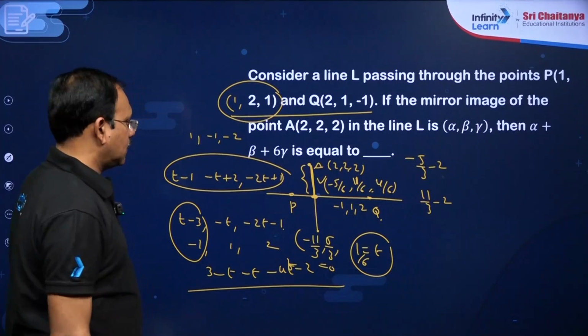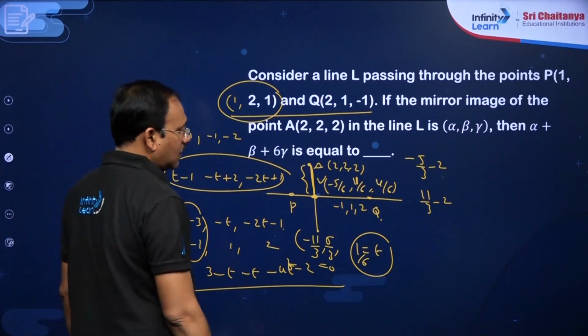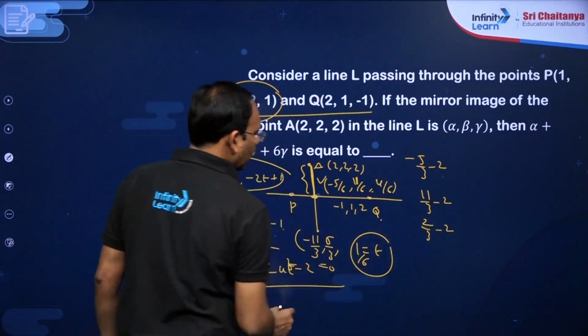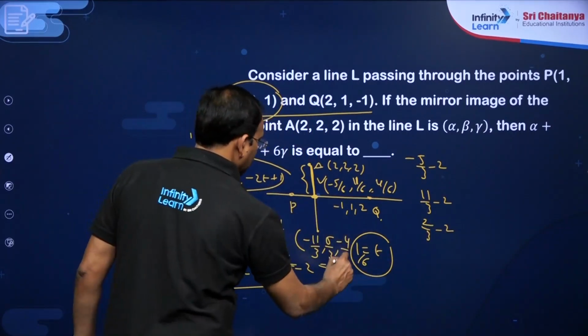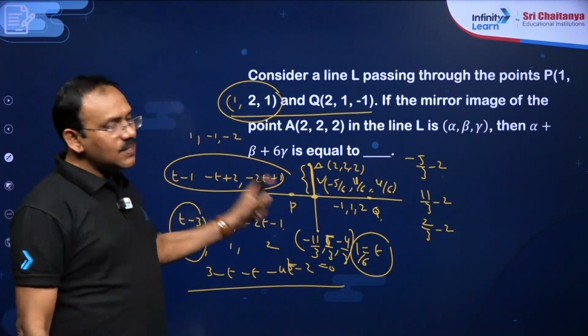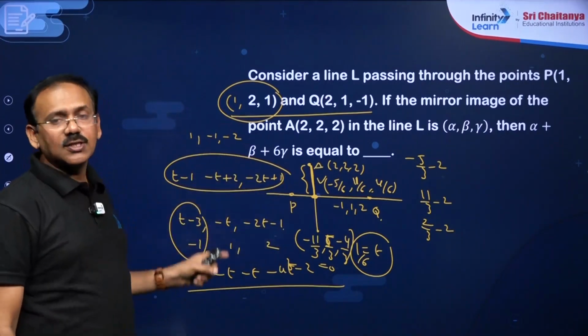So, this is 4 by 6 is 2 by 3 minus 2. So, 2 by 3 minus 2. 2 minus 6 minus 4 by 3. This is going to be the image, dear students. So, in this problem itself, all the models are covered.